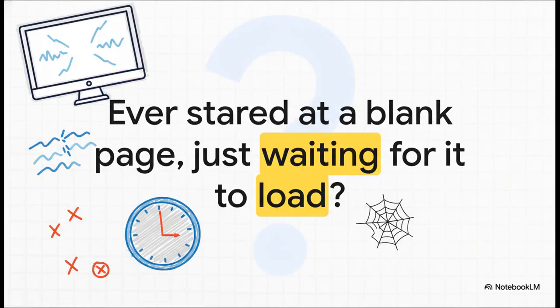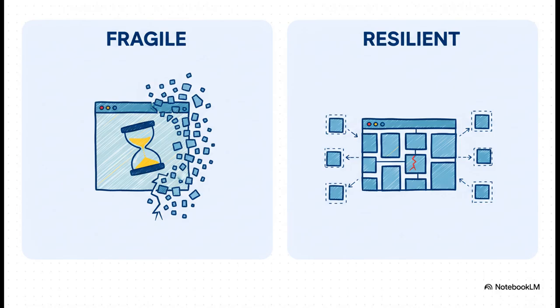We have all been there, right? You click a link and nothing. Just a blank white screen staring back at you. It's super frustrating for the user, and it's basically the number one sign of a fragile application. You see, the old way of building websites was this kind of all-or-nothing deal.